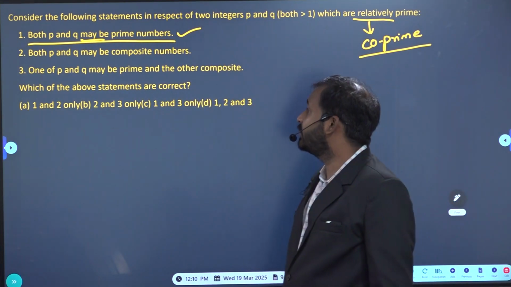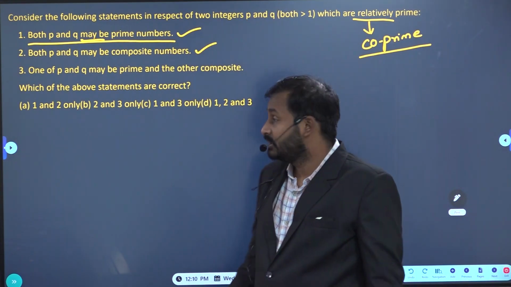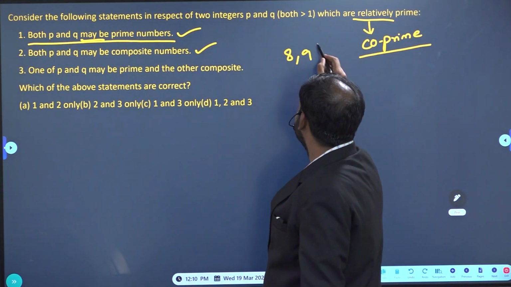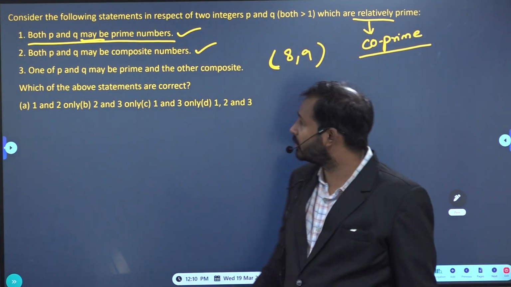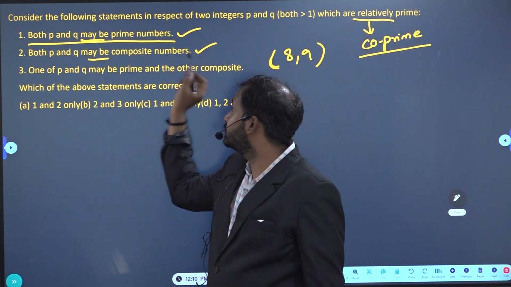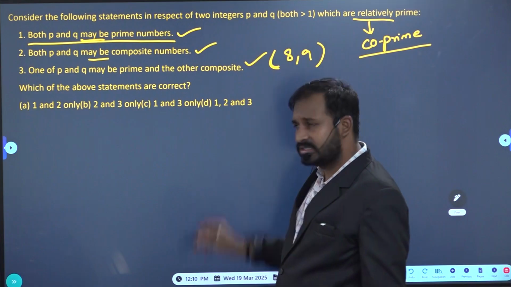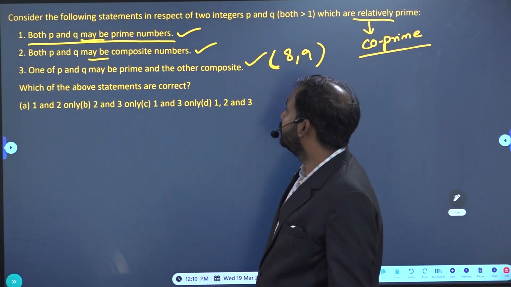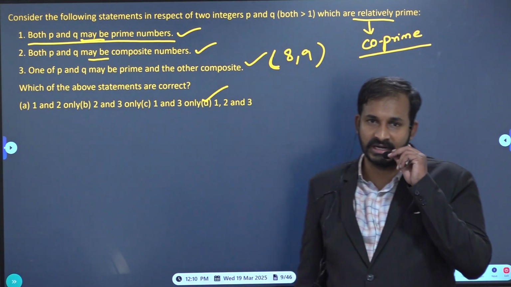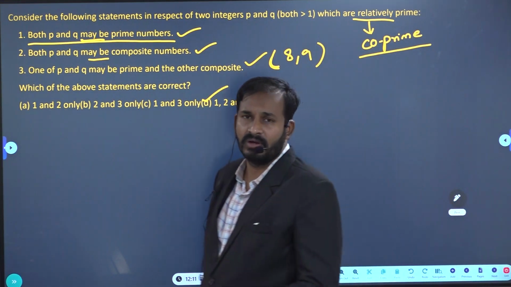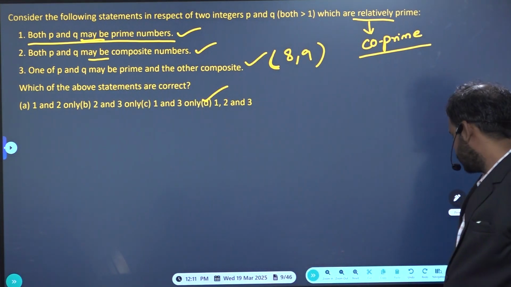Next one, both p and q may be composite numbers. That is also true, right? See here, 8 and 9. These two are co-primes. Are they prime numbers? No, both are composite numbers. So there is a chance. Next, one of p and q may be prime and the other can be composite. Yes, that is also true. Which of the above statements are correct? All the three are correct here. See here students, these types of conceptual questions are very, very important. We should know the basics to answer these questions.